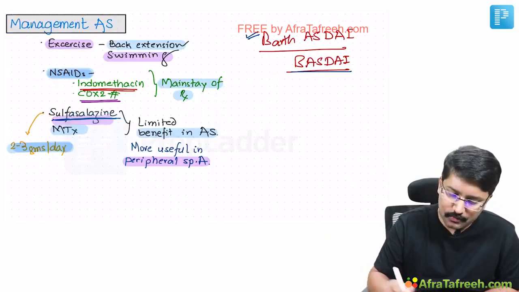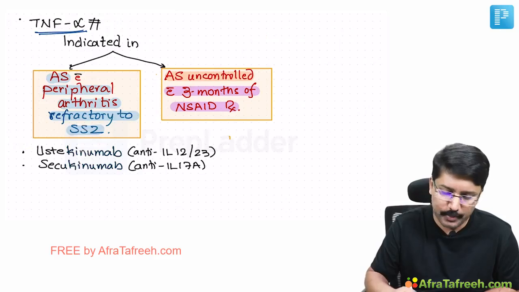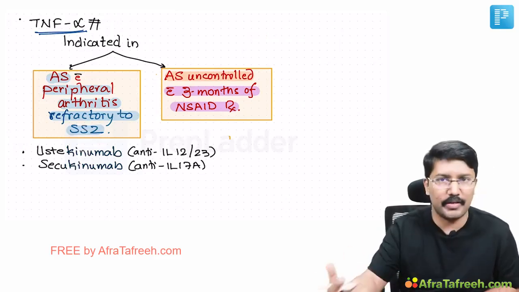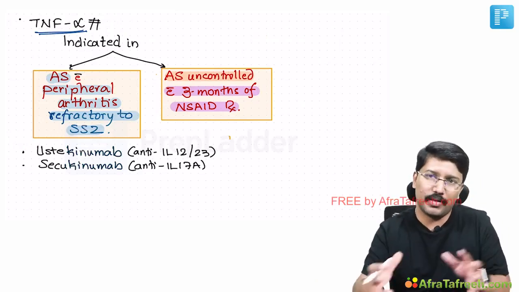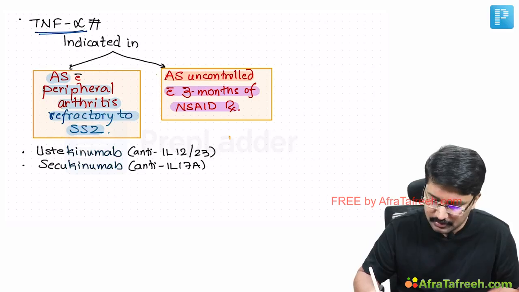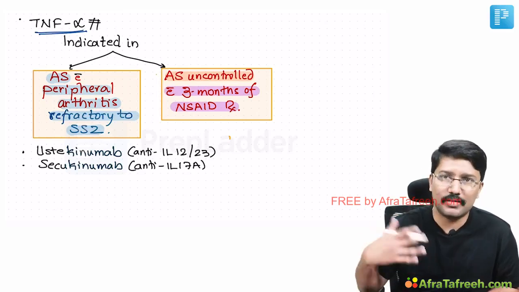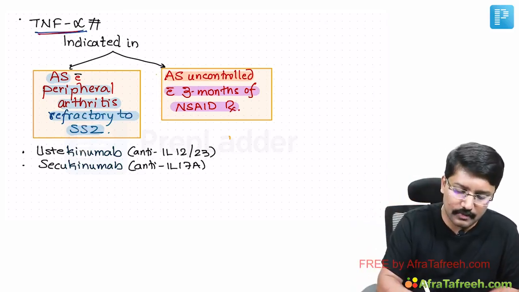Sulfasalazine works well for peripheral spondyloarthritis, right? So if peripheral complaints are the dominant manifestations, or you are mainly bothered about their peripheral joint complaint and you are okay to treat their axial skeletal symptoms, then you would preferably try sulfasalazine. If sulfasalazine is not helping, then you go with anti-TNF alpha therapy.